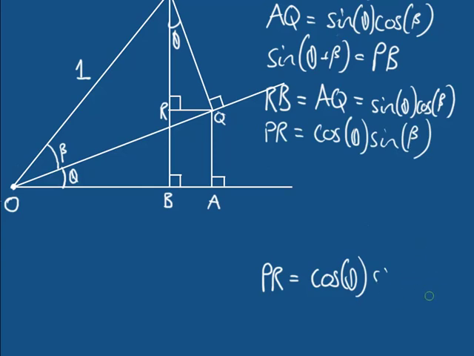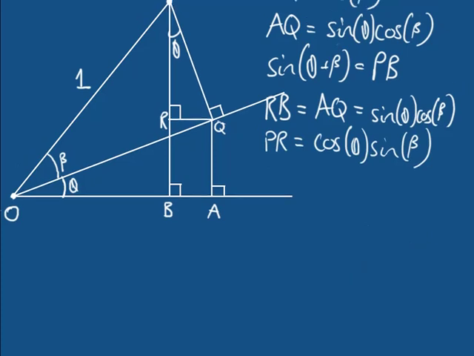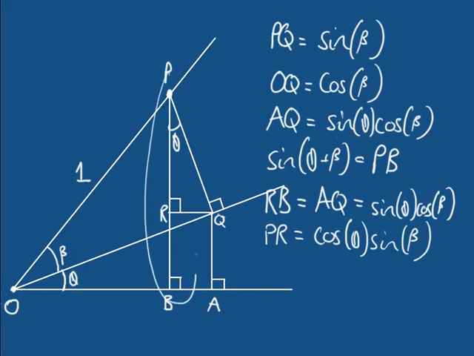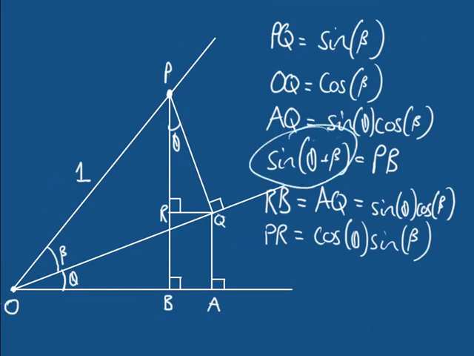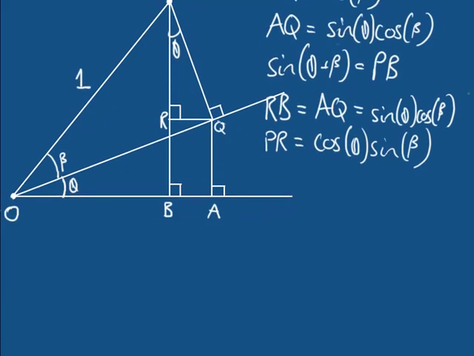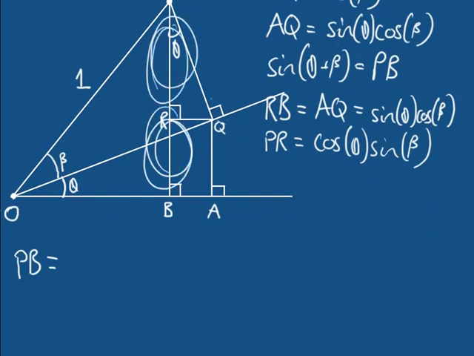But now that we've found the length of PR and we already knew the length of RB, we can add those together to find the total length of PB. And why are we doing that? Because PB is equal to the sine of theta plus beta. So PB is equal to RB plus PR. It's equal to this part of our line plus this part of our line.